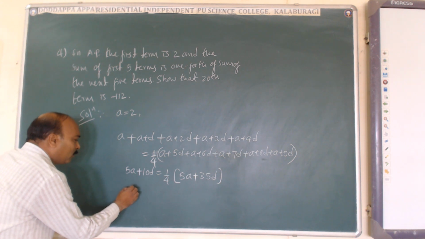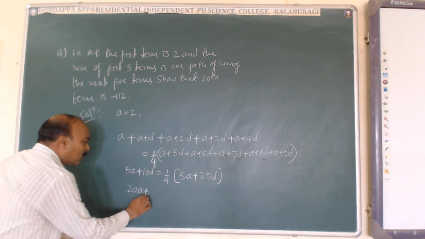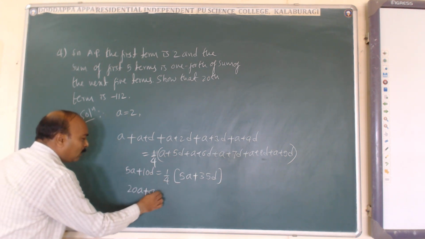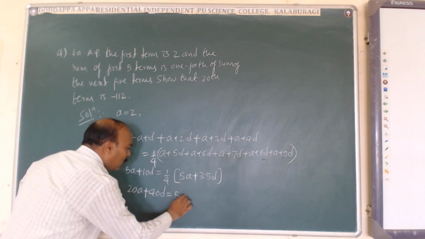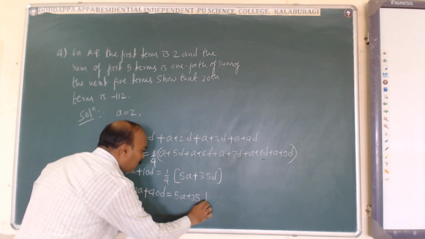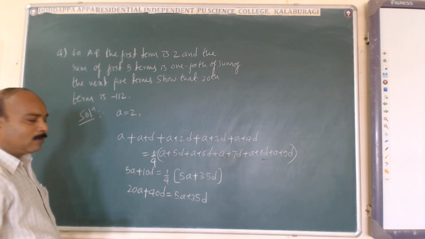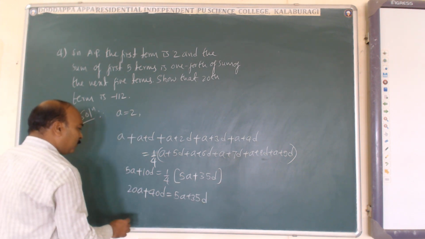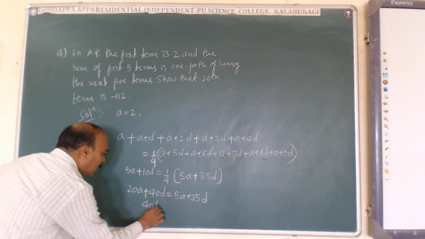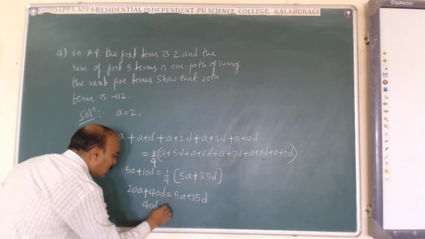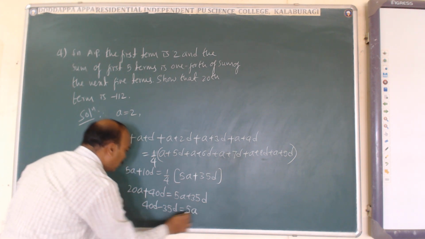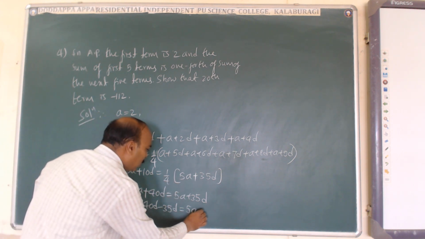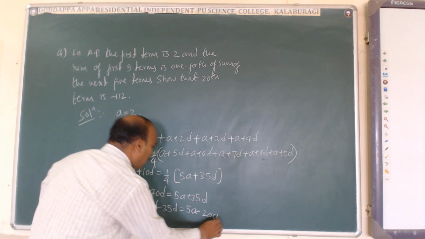4 into 7 is 28, plus 4 into 10 is 40d, equal to 5a plus 35d as it is. Now simplifying this, 40d as it is. You take 35d to this side, minus 35d, 5a as it is. Take 28 to this side, minus 28, so minus 20a.